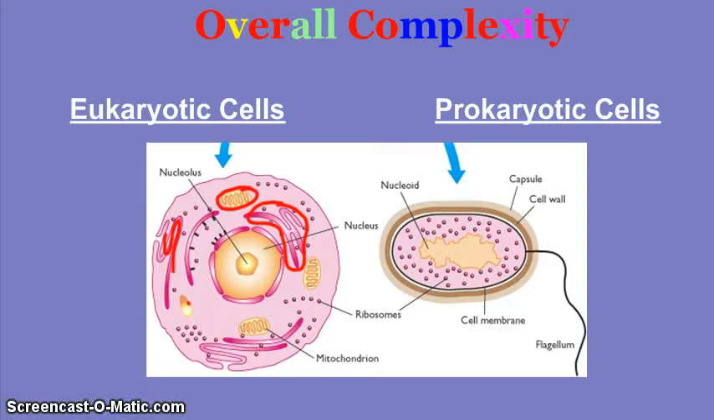If you take a look at the prokaryotic cell, besides the cell membrane, which is on the inside of the cell wall here, besides that, they really don't have any true membrane-bound organelles. You'll see ribosomes. That's common to both, although those are really not true membrane-bound organelles. So overall, the complexity for eukaryotic cells is very complex. Prokaryotic cells are pretty simple.